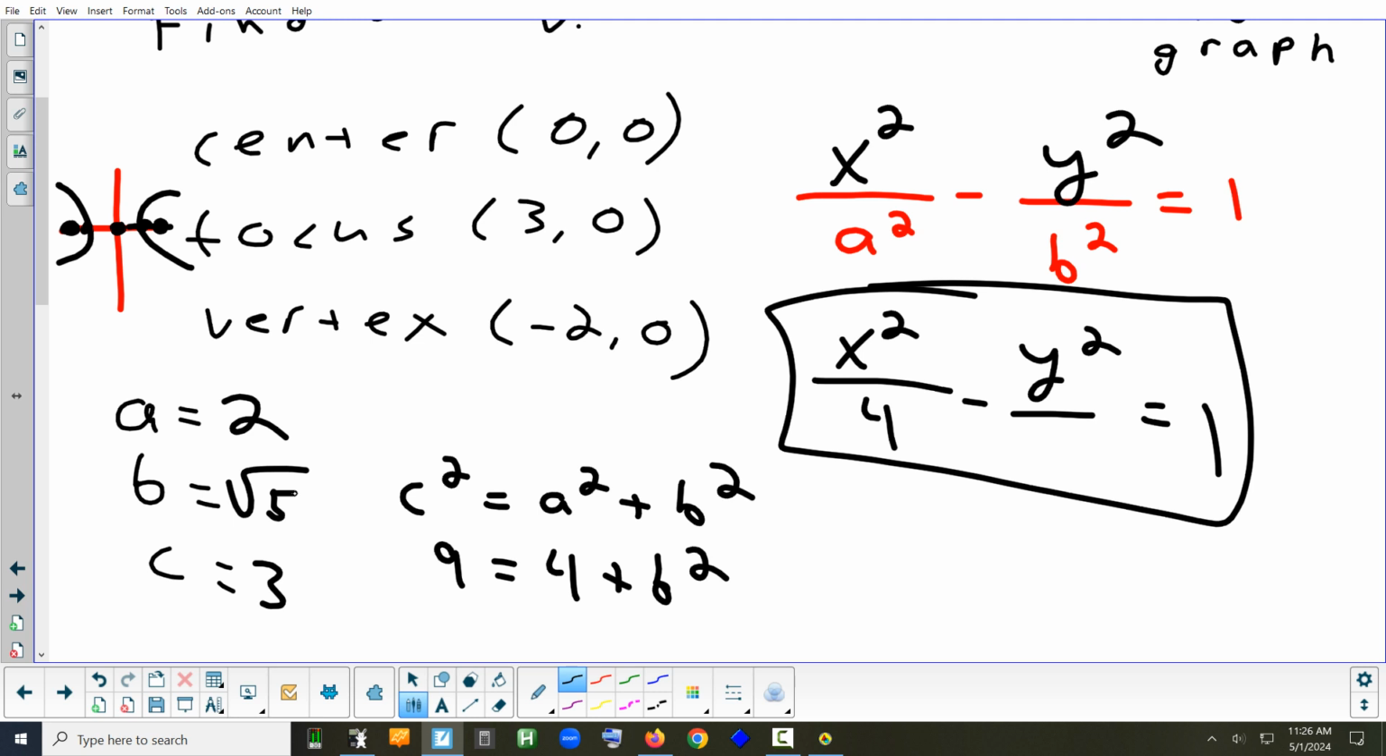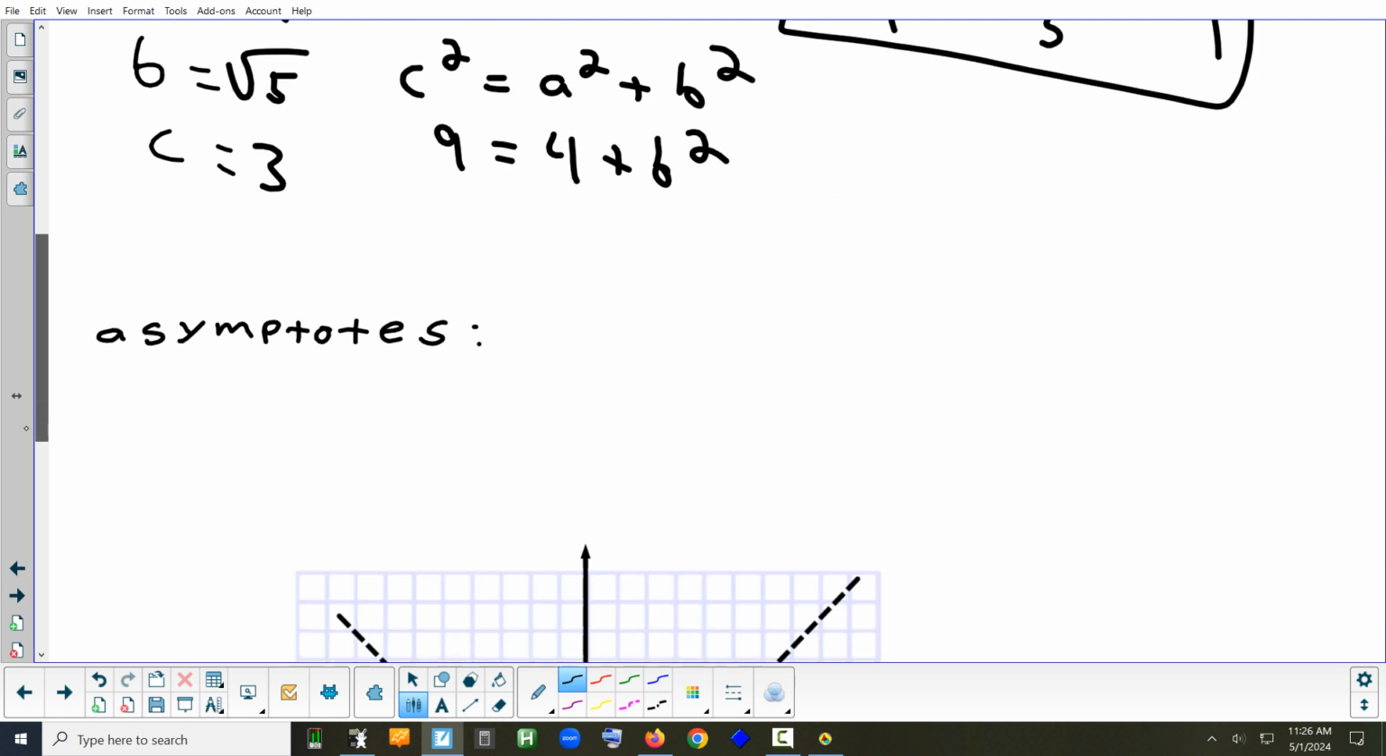Now, we don't really need B. What we really need in the formula is B squared, which is 5. And that's the equation of the hyperbola that meets those conditions. All right, and now they want us to sketch it. What did I say you should try to find when you're sketching? You've got to figure out something we didn't find here. Asymptotes. We need the asymptotes.